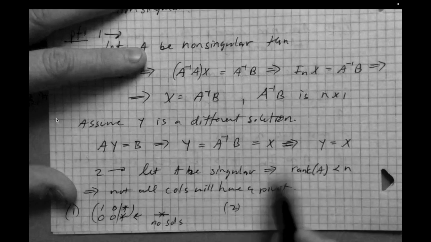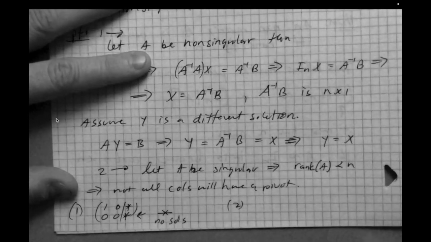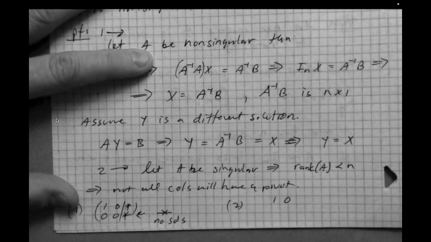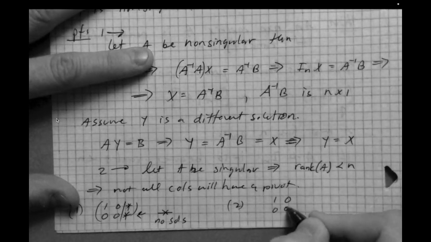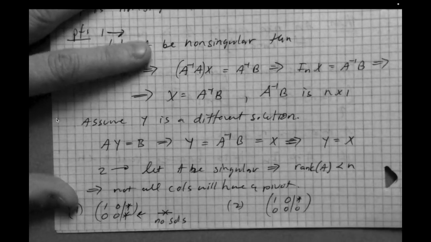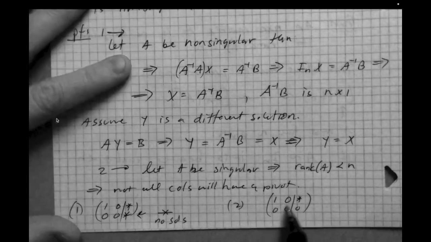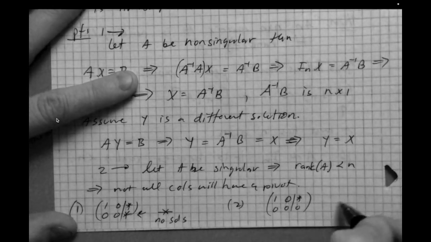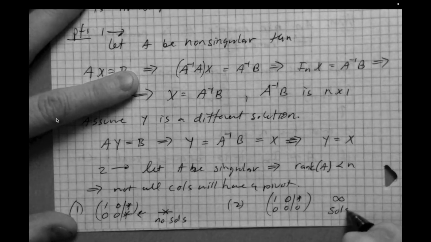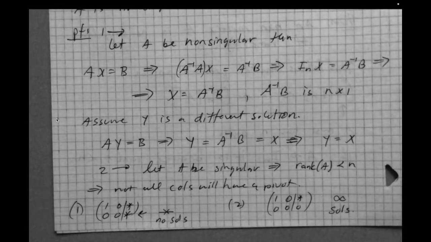Or the other thing that can happen when rank A is less than n is that you can get something like this: 1, 0, 0, 0, 0. I'm just taking a generic 2x2 matrix here. Now what does this mean? This means that the second variable is independent, and so in this case you'll have infinitely many solutions. This is just a consequence of the rank being less than n, meaning the pivots will be fewer than the variables, so some of the variables are going to be independent.